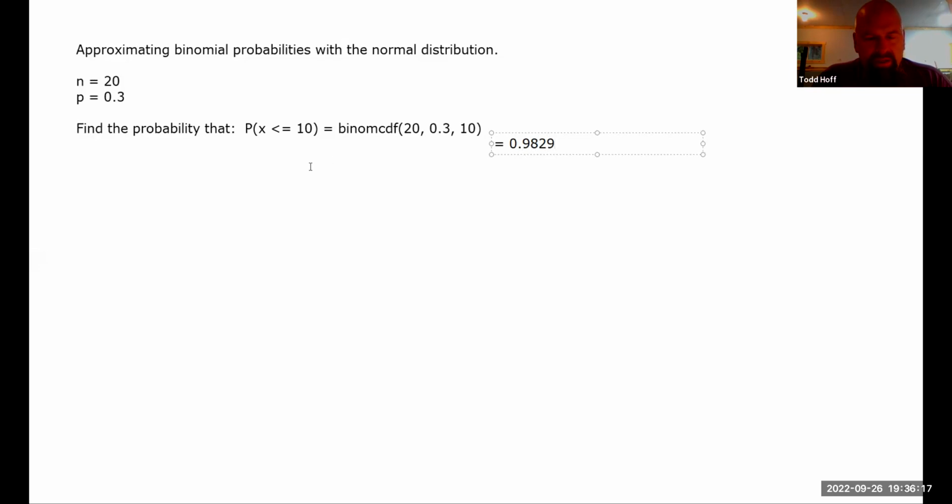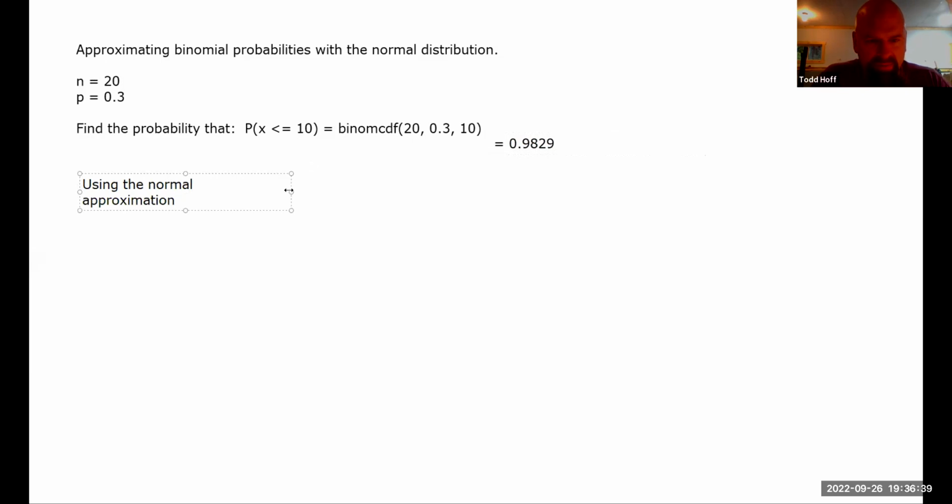So again, with a modern calculator, it's real easy to do that calculation. But back in the day, you'd either have to look it up in the tables, 0, 1, 2, 3, 4, 5, 6, 7, 8, 9, 10, or you'd have to calculate all 11 of those probabilities yourself and add them together. So let's use the normal approximation.